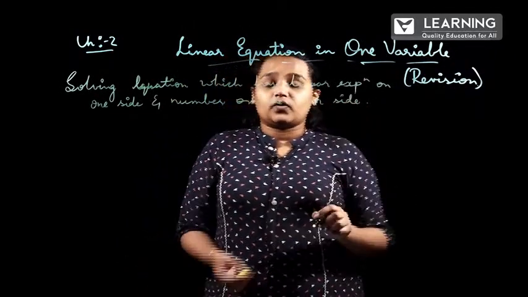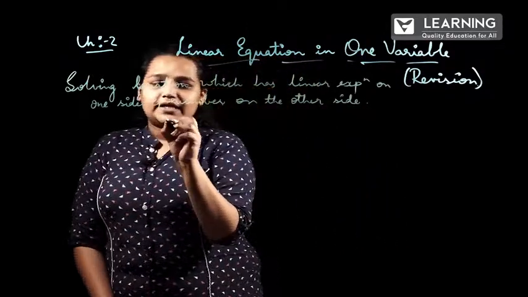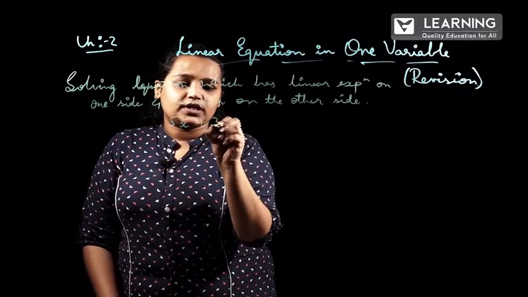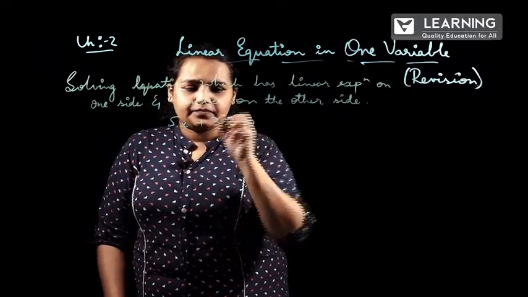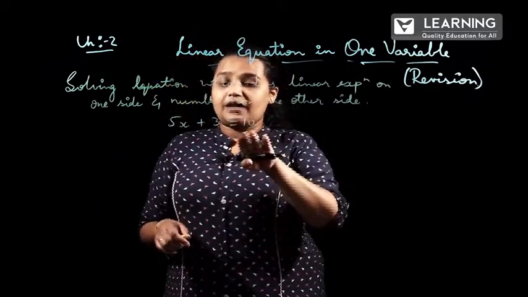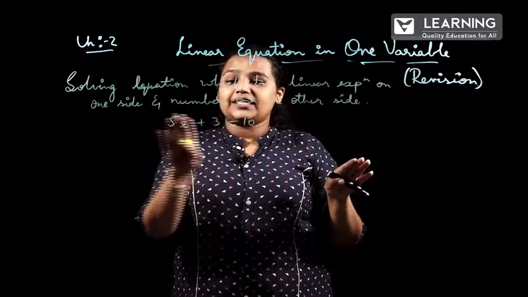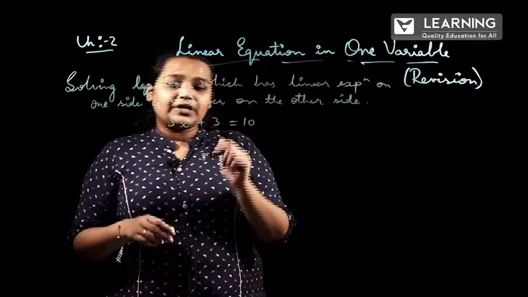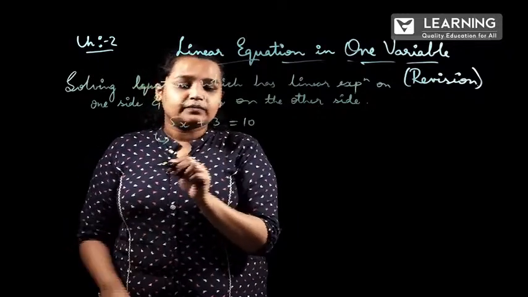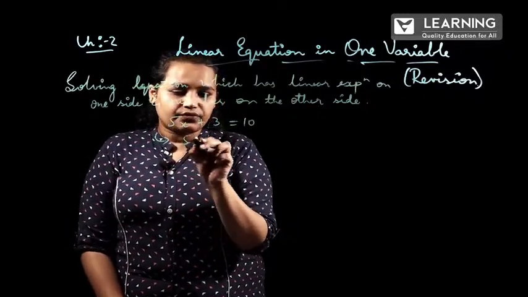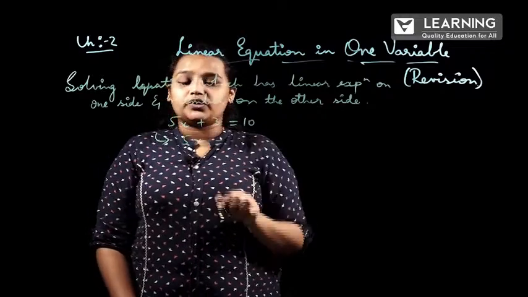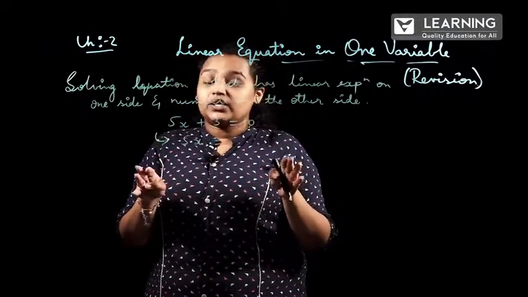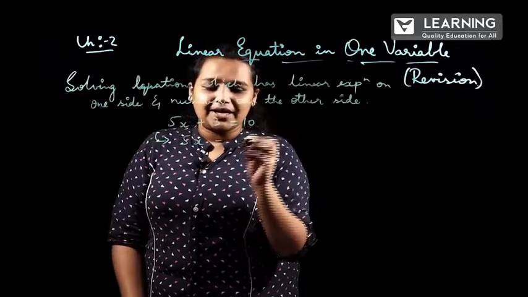Okay. So, let me take an example, that is 5x + 3 = 10. Here a number is on one side and an expression is on the other side. So, what happens here is, first we will try solving this, that is 5x is equal to, we will be shifting +3 to the RHS. So, what happens? It will become -3.